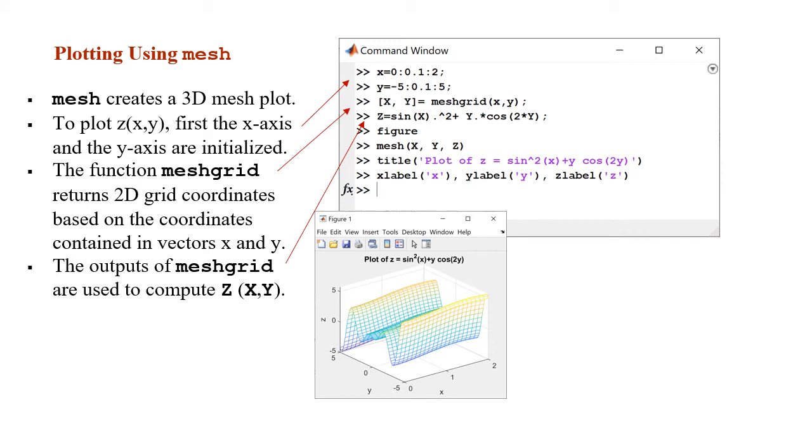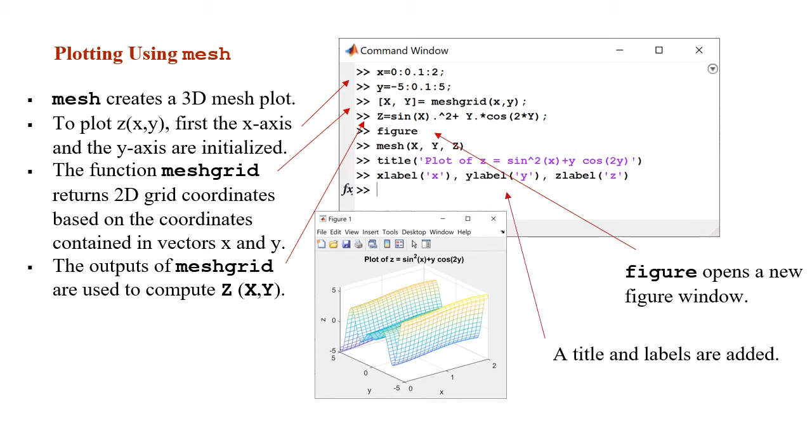Next, we're typing figure to open a new figure window, and then we're calling the function mesh on X, Y, and Z. Notice mesh helps us create a 3D plot. That's why we need to pass it 3 variables: the X, the Y, and the Z matrix. Finally, we're adding a title and labels for our graph.